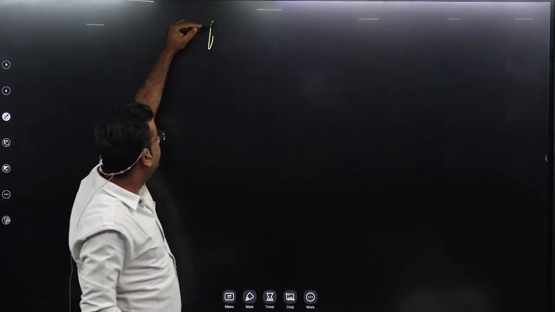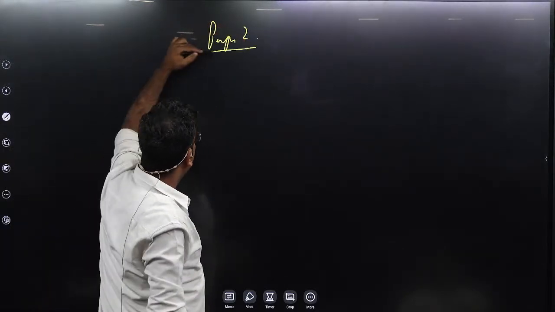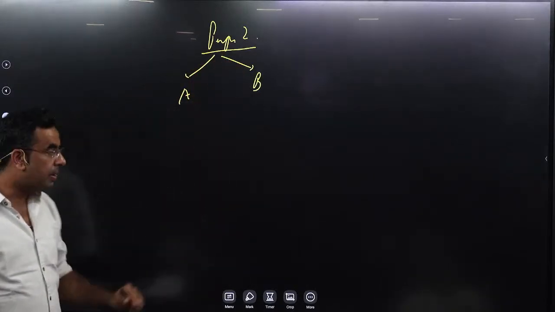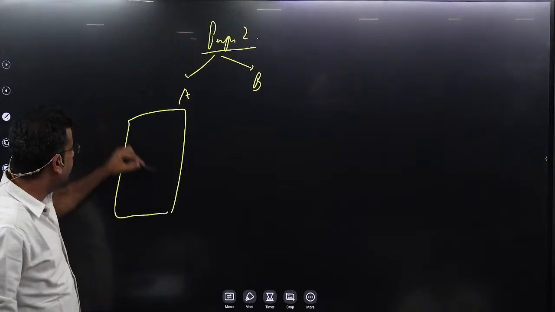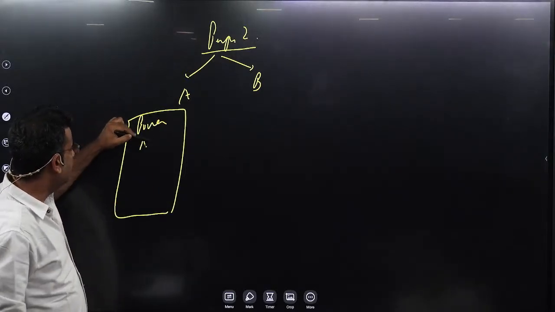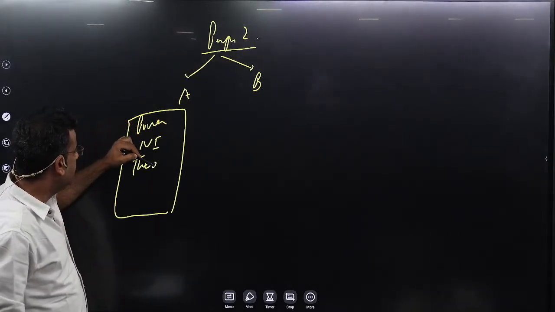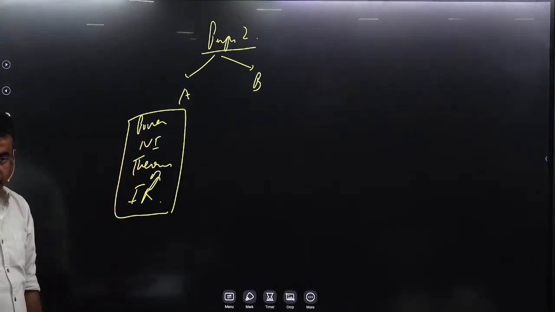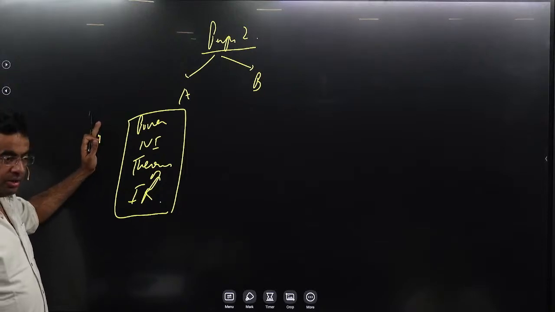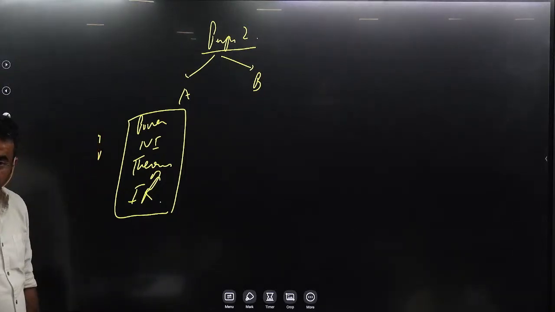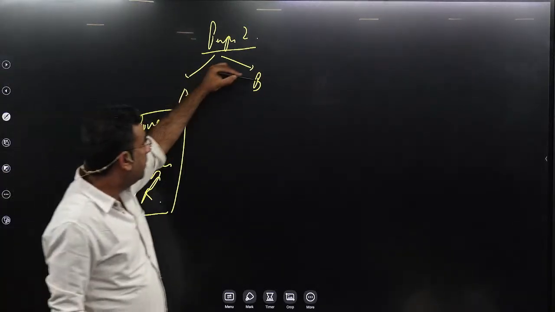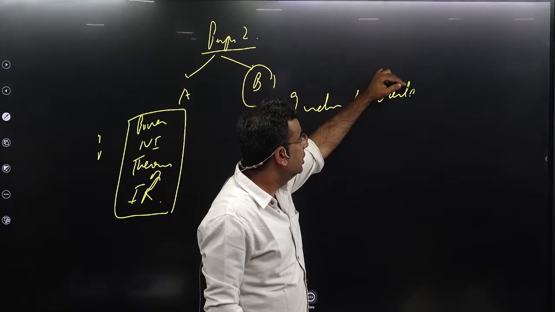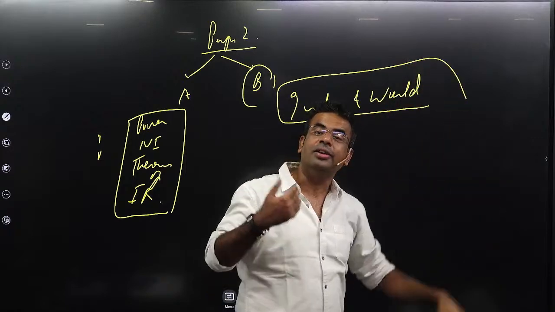So if you see paper 2, paper 2 is also in 2 parts, part A and part B. Part A is all about the concept of power, national interest and different theories of international relation. Part B is about India and the world, our engagement with the countries of the world.